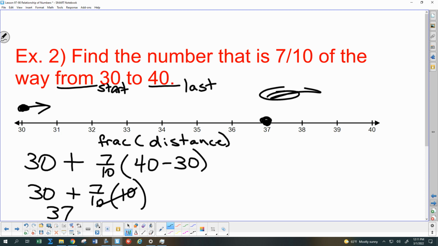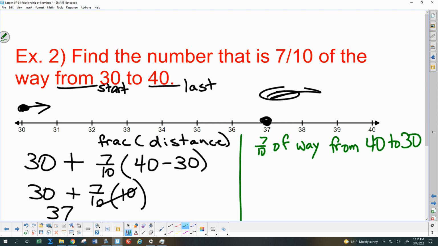If we start at 30 and we go more than halfway, we go 7/10 of the way towards 40. Does that look about right? You don't have to draw the number line, but you kind of want to think about it. Okay, now I'm going to change the problem just slightly. What if I do 7/10 of the way from 40 to 30? That now means I need to start at 40 and go to 30.